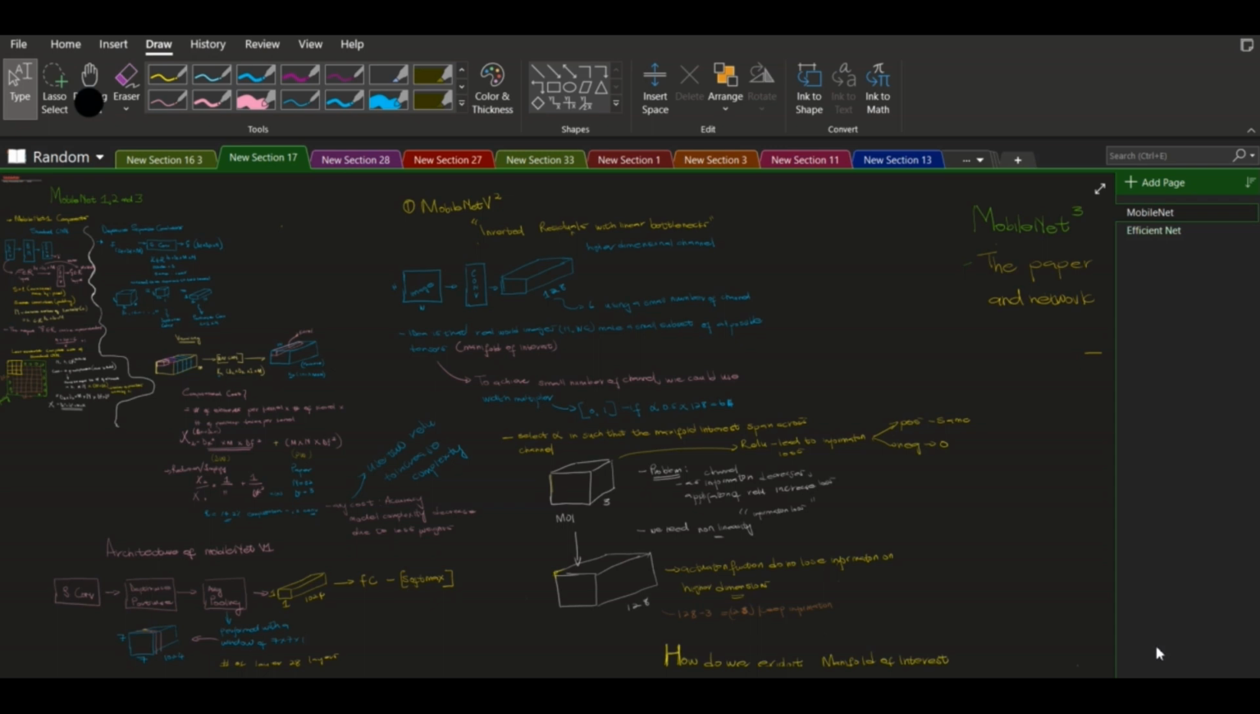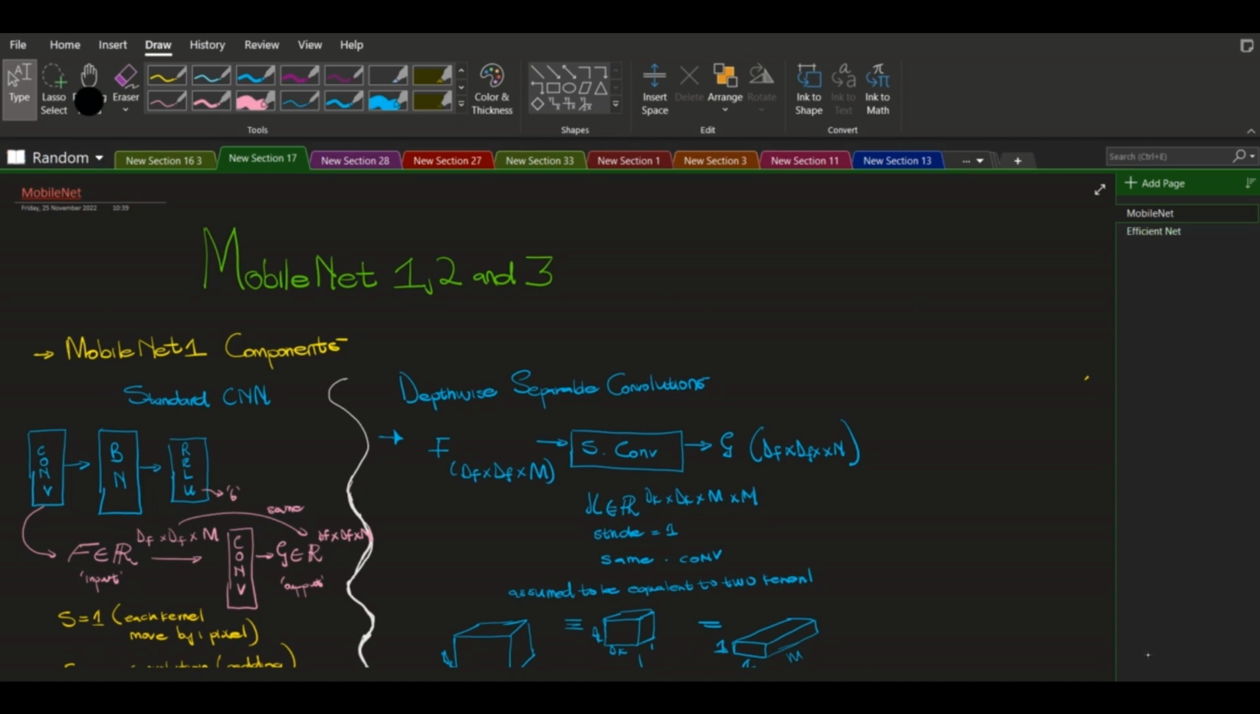So yeah, but without wasting any of your time, let's get into MobileNet 1, 2, and 3. So the first component that we're going to start to talk about is the depthwise separable convolution. I thought it would be a good idea for us to start with standard convolution so that we can actually understand why depthwise separable convolution was introduced in the first place.